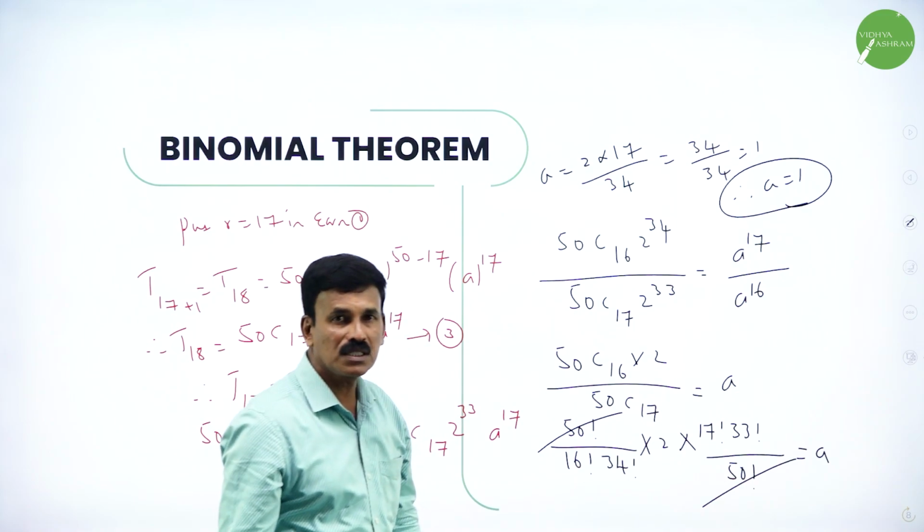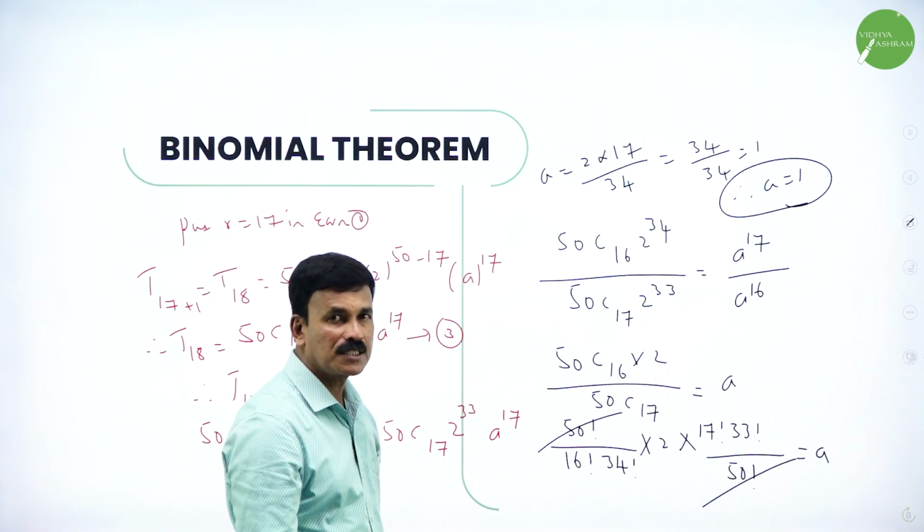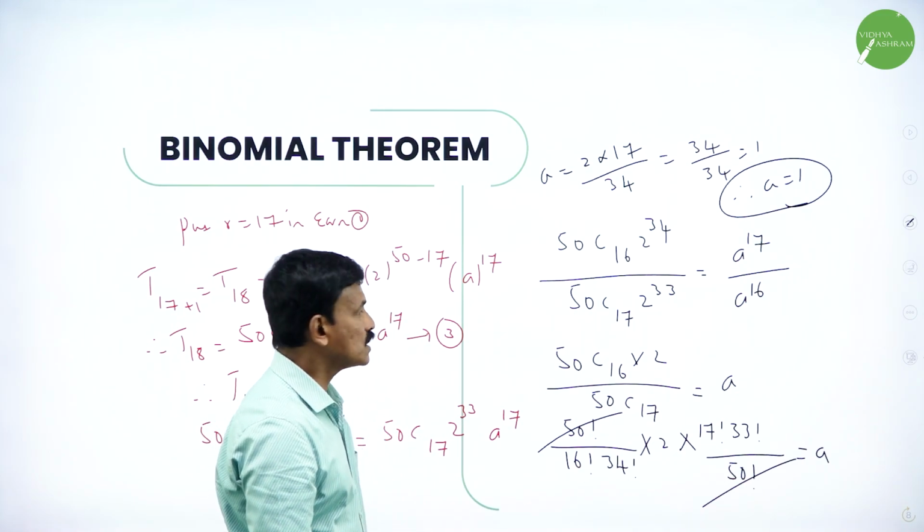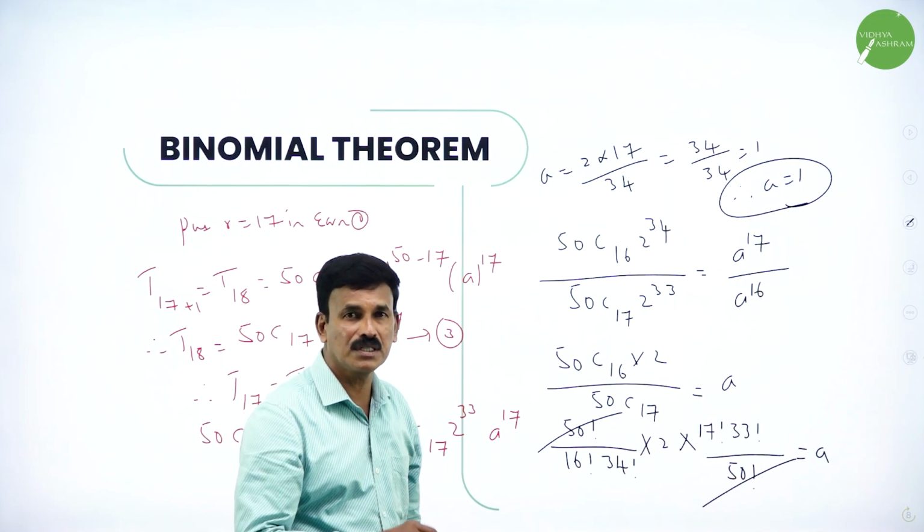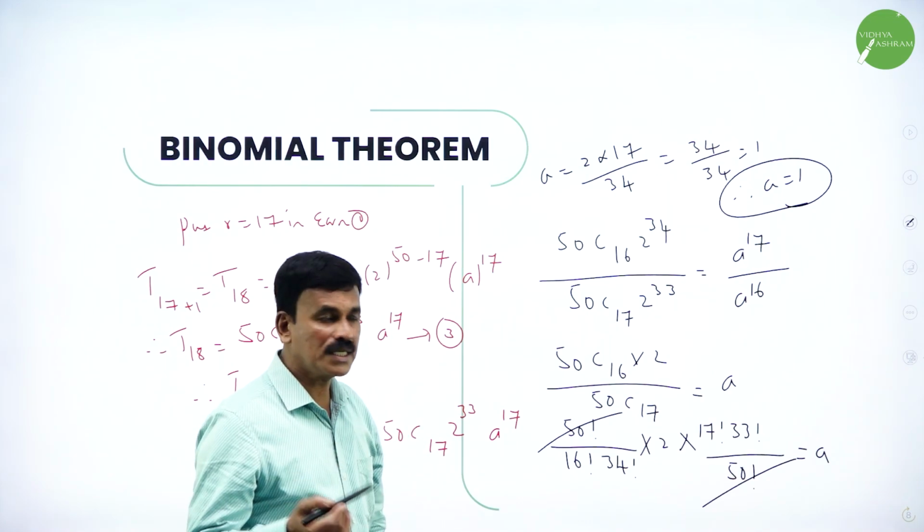So 2 into 17 is 34, divided by 34 is equal to 1. That's it. So therefore the value of e is 1. Very important for 5 marks. Now move on to the next type.